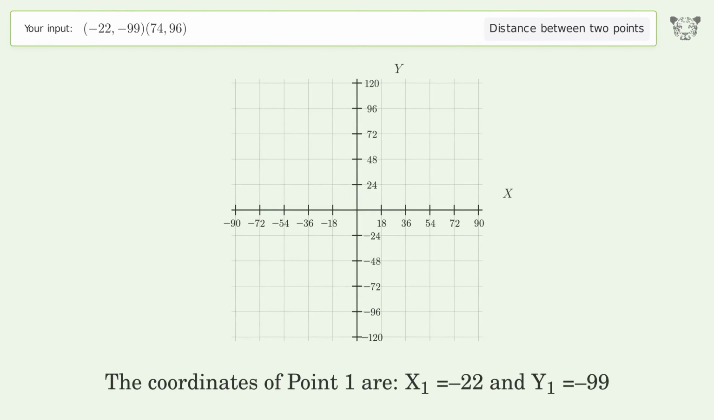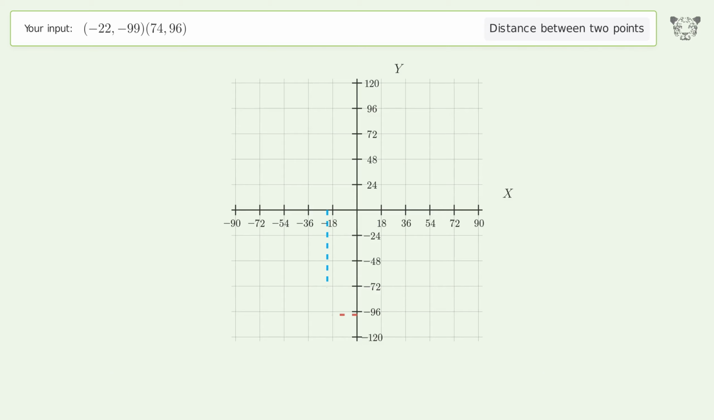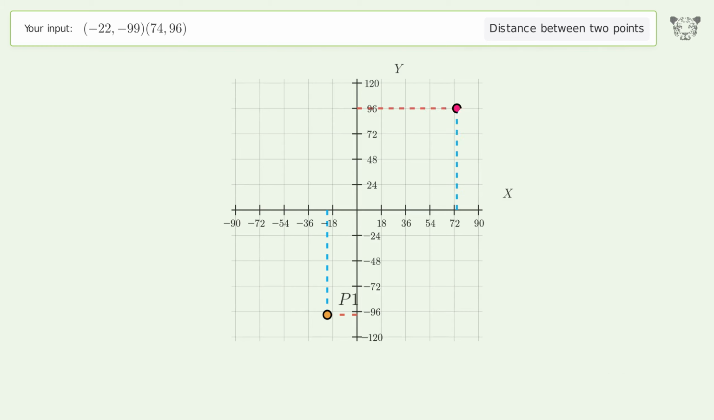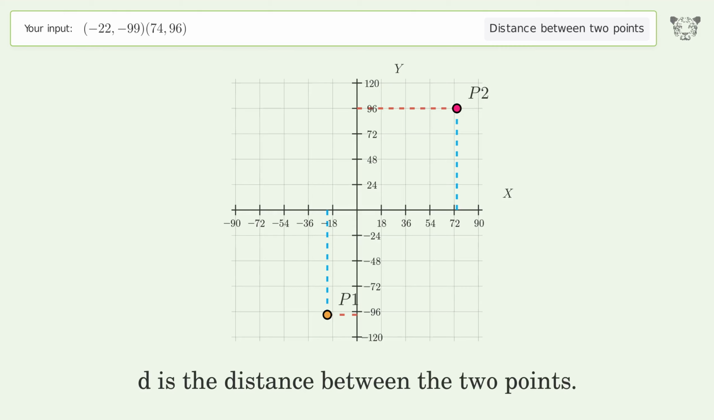The coordinates of point 1 are, x1 equals -22 and y1 equals -99. The coordinates of point 2 are, x2 equals 74 and y2 equals 96. D is the distance between the 2 points.